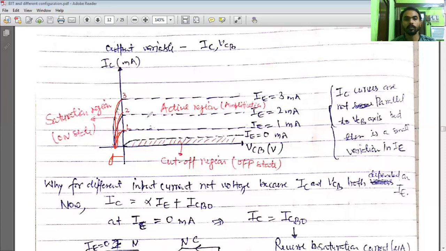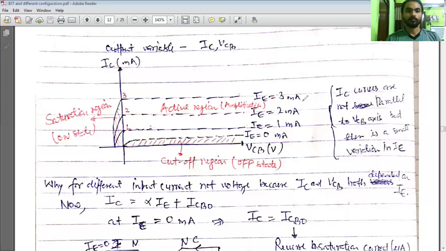Okay, and one more thing. This part when we are writing, it's never parallel to the horizontal axis. Why? It's not completely alpha 1. Its alpha is equal to 0.99. So it should not be parallel. It should be very close to parallel.